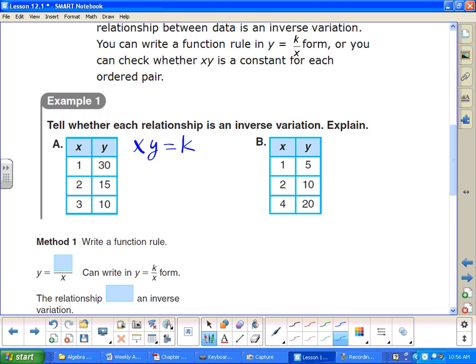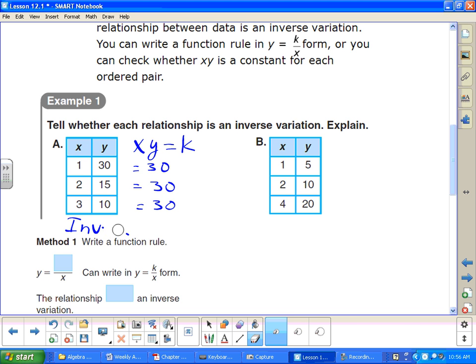So 1 times 30 is 30. 2 times 15 is 30. And 3 times 10 is 30. So since these are all the same, then this is an inverse variation. I spelled it right. This data represents inverse variation.